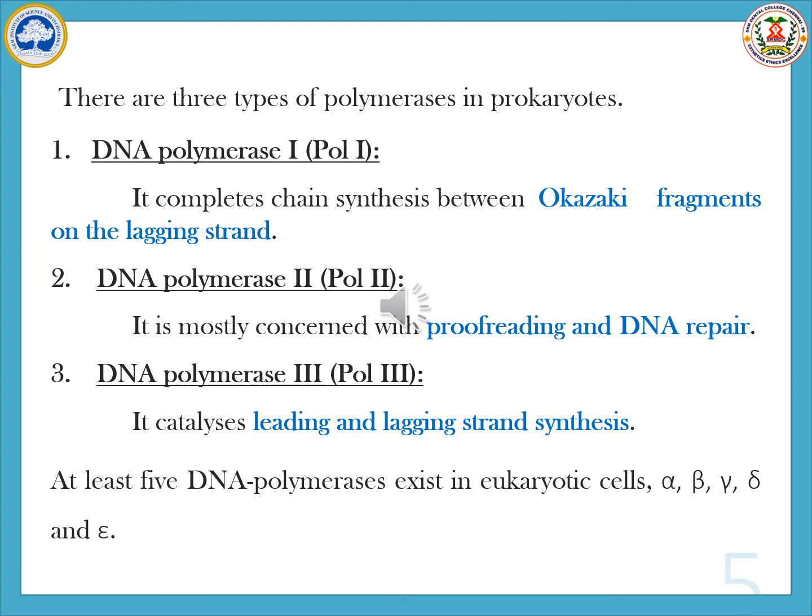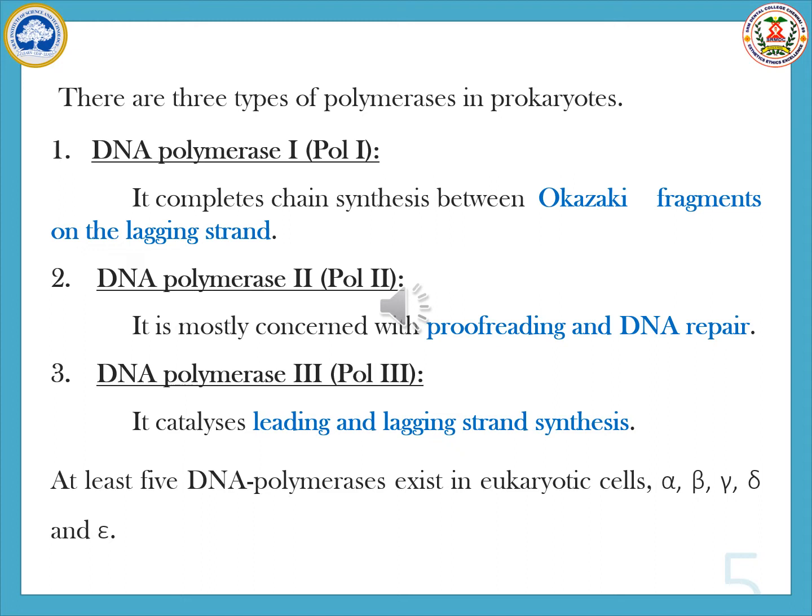I already explained that DNA polymerase is an important enzyme involved in the replication of DNA in prokaryotes. There are three different types of polymerases present in the prokaryotes: DNA polymerase 1, DNA polymerase 2, and DNA polymerase 3. DNA polymerase 1 is involved in chain synthesis between the Okazaki fragments on the lagging strand. I'll explain what Okazaki fragments are, and what the leading and lagging strands are, in the upcoming slide. First I'll tell you the essential functions performed by the different types of polymerases in the prokaryotes.